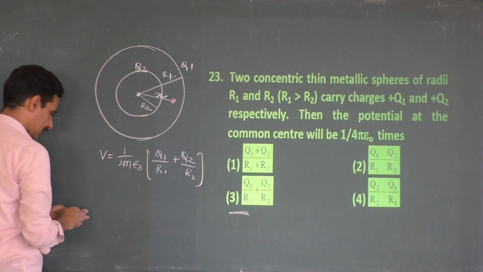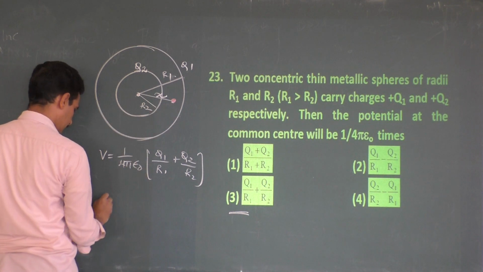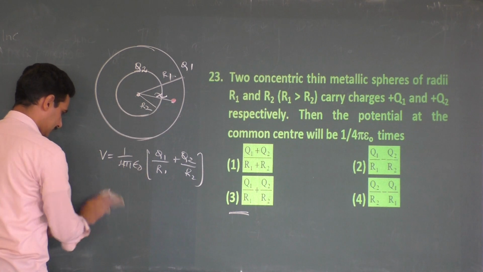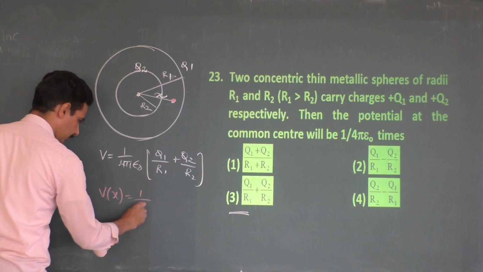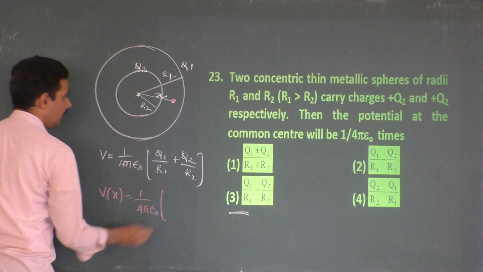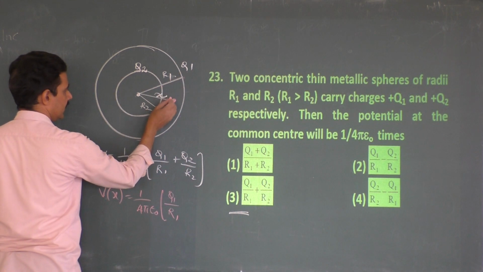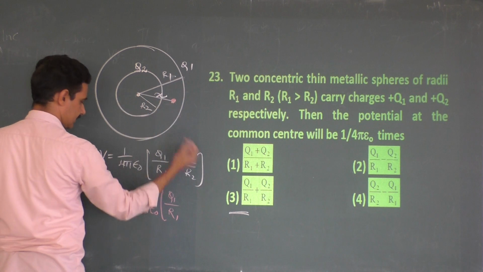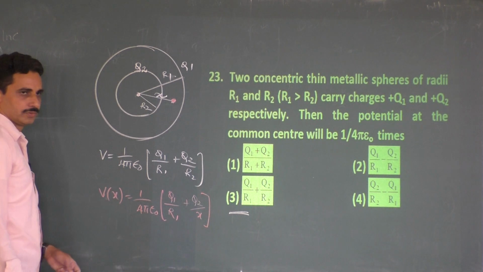So what is the potential at that point? Potential here, V at x, is equal to 1 by 4 pi epsilon naught times q1 by r1 itself, because it is an inside point and depends on the radius, whereas here it is outside, so q2 by x. This is what you have to do, right?